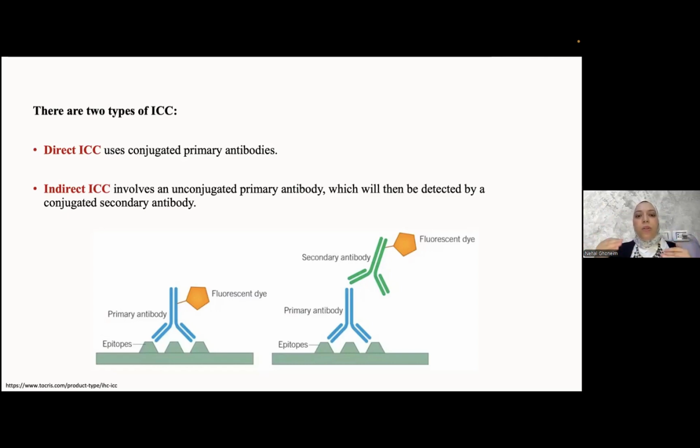So it is either the primary antibody directly conjugated to our fluorescent dye and bound to the protein of interest, or it is like a sandwich technique, between the secondary antibody and our protein of interest.